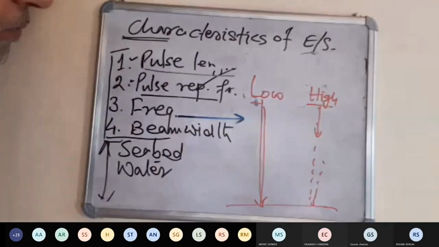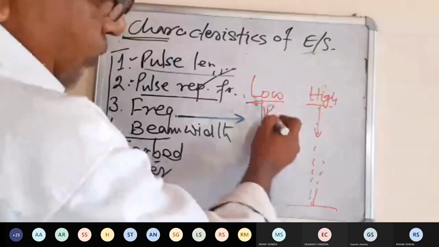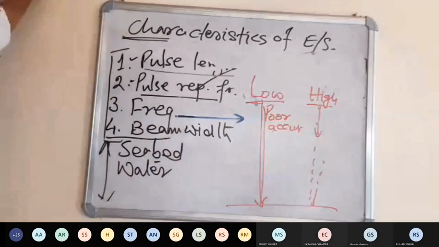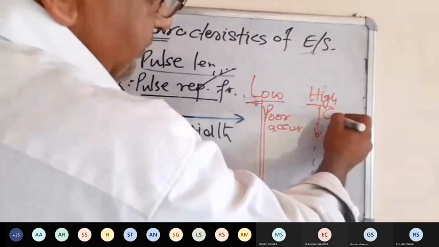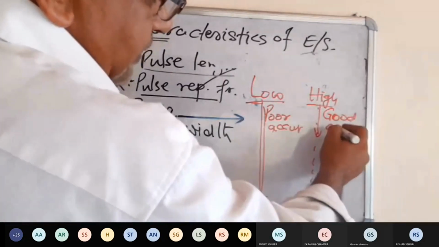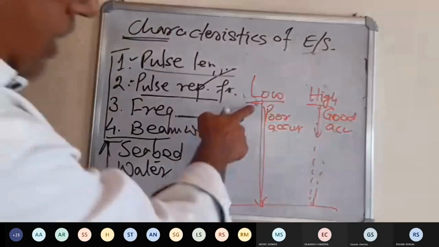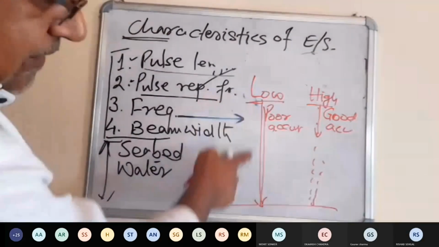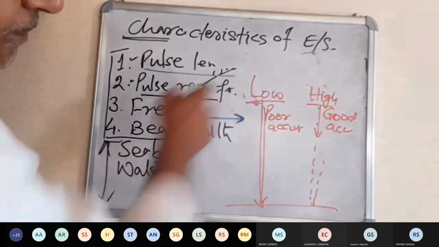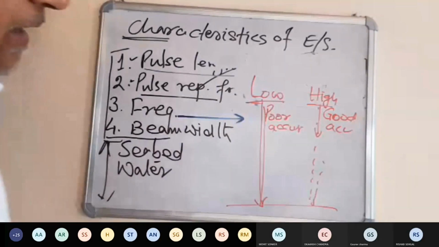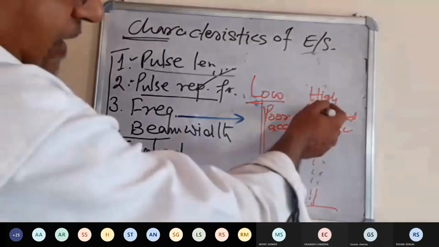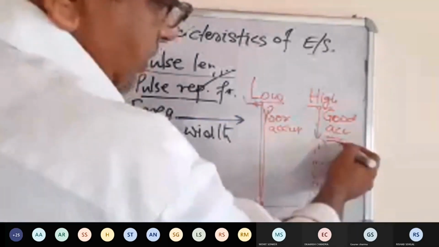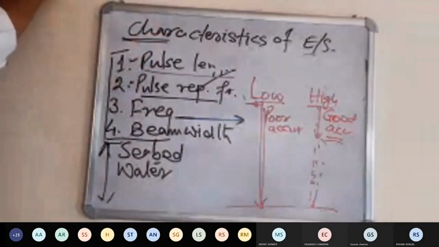But what is the difference? Low frequency has poor accuracy. What is the advantage? Good accuracy. So the negative part of low frequency is that accuracy is less, but the good part is that it can travel long distance. In high frequency, what is the low side? That it cannot travel long distance. But the good part is that it has good accuracy.